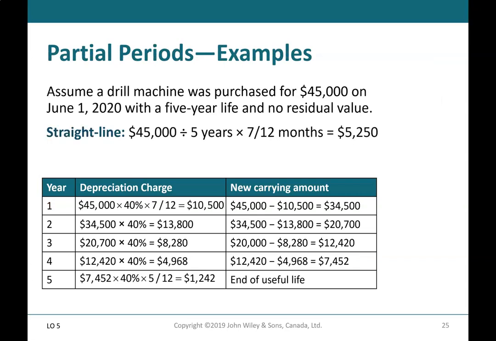Partial periods example. Assume a drill machine was purchased for $45,000 on June 1st, 2020, with a 5-year life and no residual value. So straight line amortization would be $45,000 divided by 5 years, and that will give you the yearly straight line amount, and then you would multiply that by 7 out of 12 months. So that's January, February, March, April, May, June. So that's your first 6 months. And so then from June, July, August, September, October, November, December, that's the amount that you're depreciating, the 7 months. So that gives you $52.50.